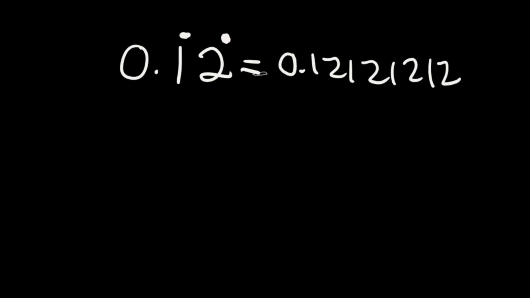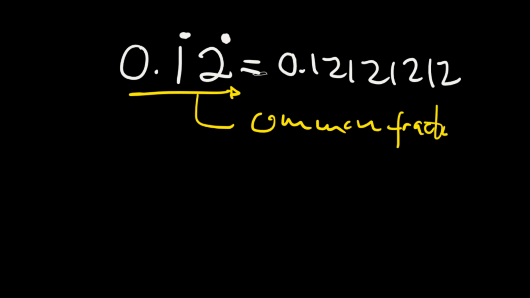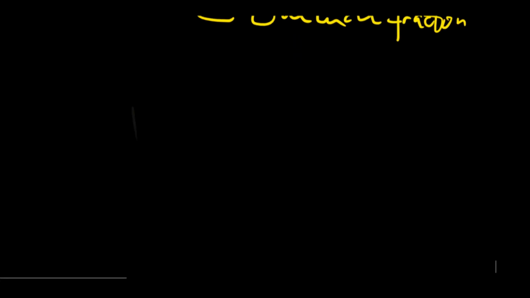How do you identify this problem of 0.12 recurring? Both 1 and 2 are recurring, repeating. So what we do is this. Obviously the question will come out as write it in a common fraction form. So how do you write down 0.1212121212 as a fraction? The first thing you're going to do is this.